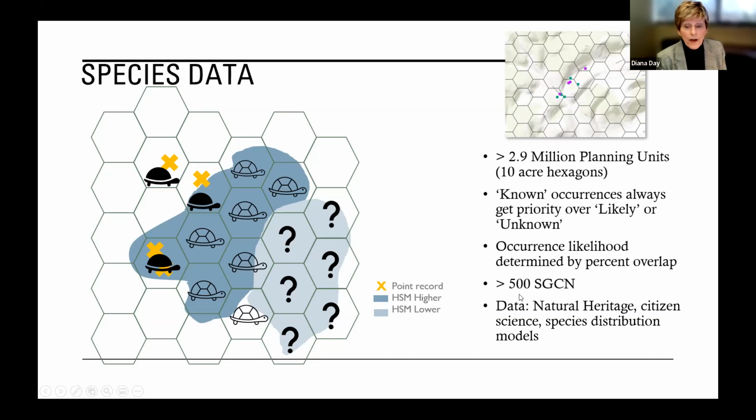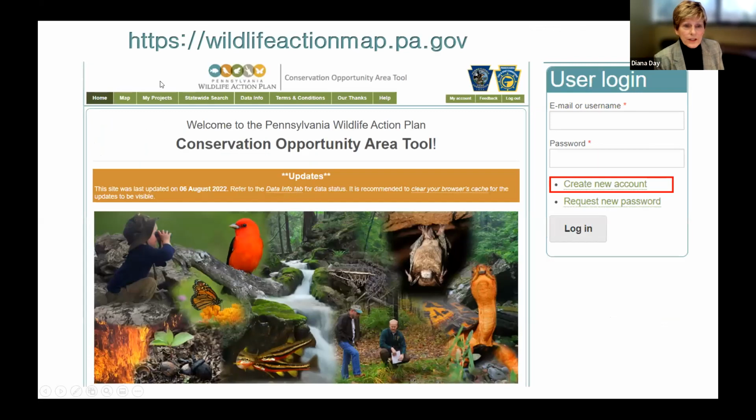There are now over 500 species of greatest conservation need in the tool, and as noted earlier, we use a variety of data sources for this. You can access the tool at the URL up here. I'm not going to be able to provide a tutorial on the tool; I just want to provide some highlights. Certainly, if you have interest in walking through the tool at some point, Kathy and I would be more than happy to demo the tool for you.